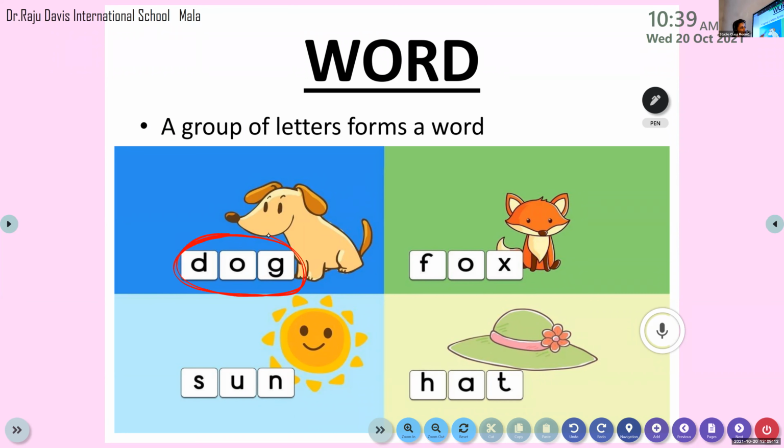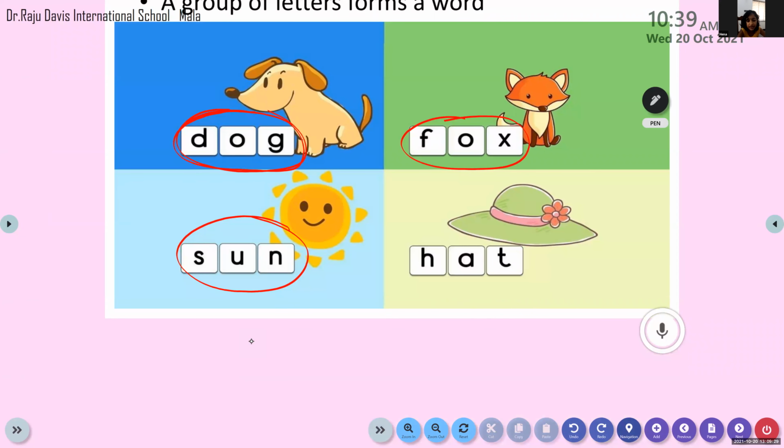Okay. Now let's move on to the next word. What word is this? Fox. F-O-X. Fox. Okay. Now come on, tell me this word. Sun. S-U-N. Sun. Okay. What is this word? H-A-T. Hat.